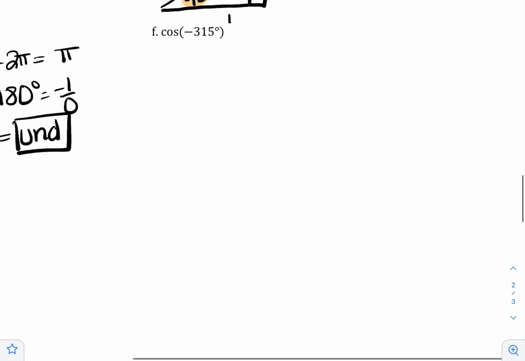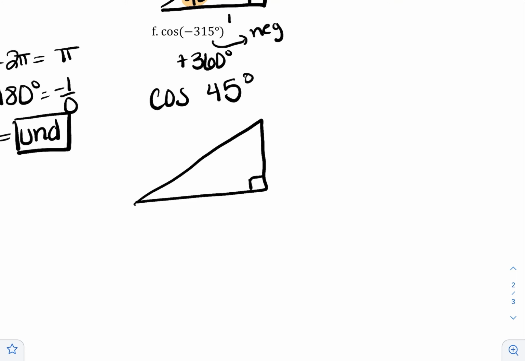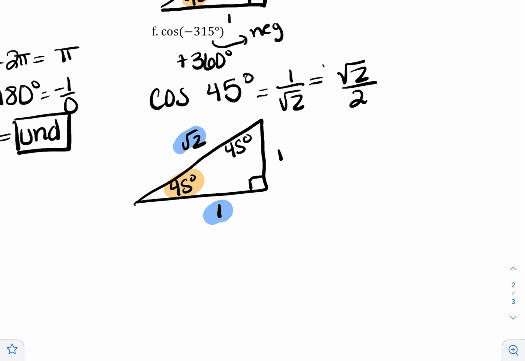All right, last one. Again, this is negative. So I'm going to make it positive, plus 360. It's going to be the cosine of 45 degrees. I'm going to draw my triangle. As you notice, I'm not looking up. I know I already drew it, but that's not how I'm going to learn. I'm going to learn by doing that repetitiveness of having to draw it a lot. So this is 1, this is 1, this is square root of 2. So if I look at this 45 degrees, cosine is adjacent over hypotenuse. So that's going to give me 1 over the square root of 2, or rationalized, radical 2 over 2.